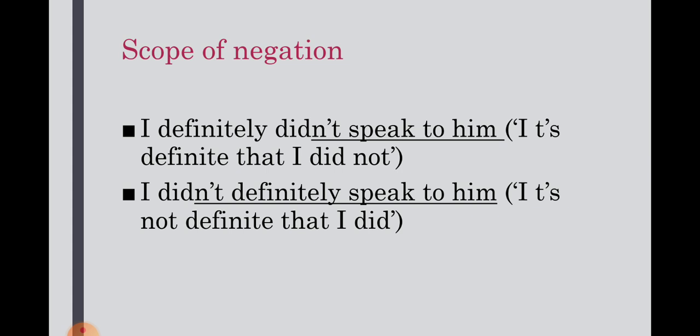While in the second example, I did not definitely speak to him. So the word definitely is included within the scope of negation. Why is it included? Simply speaking, because we locate it after the negative word not. So the extension of the scope of negation in the second example includes not definitely speak to him. So it is not definite that I spoke to him.